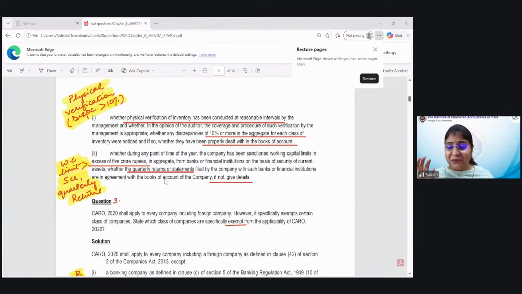So, very simple. What have you to remember? Physical verification done regularly and appropriate. Discrepancy more than 10%.